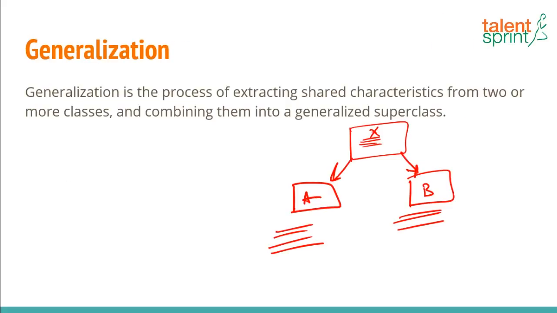Generalization is the process of extracting shared characteristics from two or more classes and combining them into a generalized superclass. So let's say in A you have some features that are common to some features of B. You take them out, put them together in a class X, the common features, and then A inherits X, B inherits X, and A and B then have specific features. The common ones move to X. This is known as generalization.